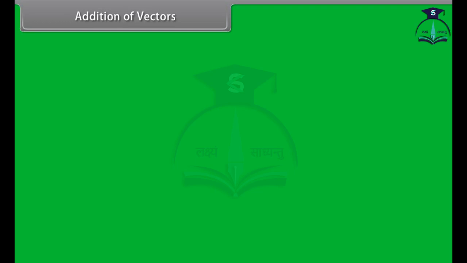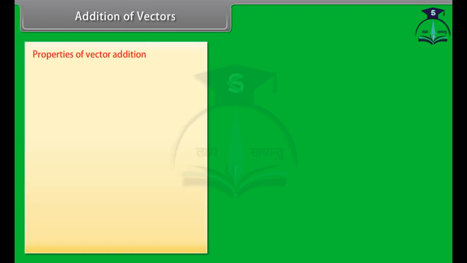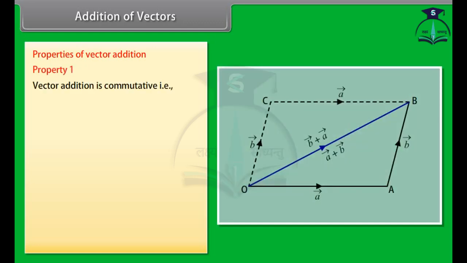Addition of vectors. Properties of vector addition. Property 1. Vector addition is commutative. That is, vector A plus vector B equals vector B plus vector A.